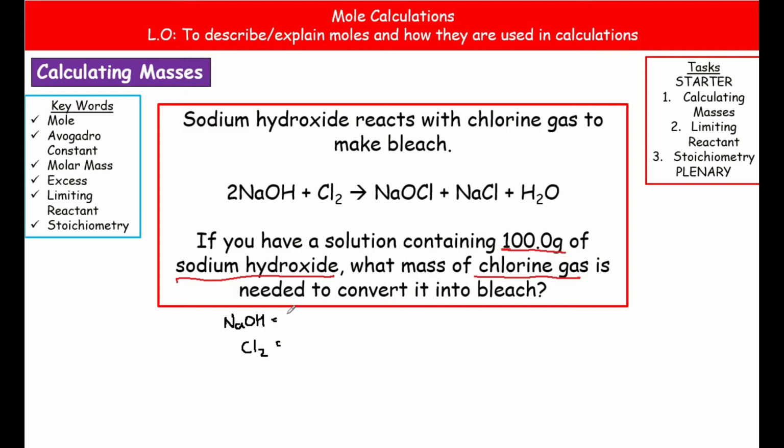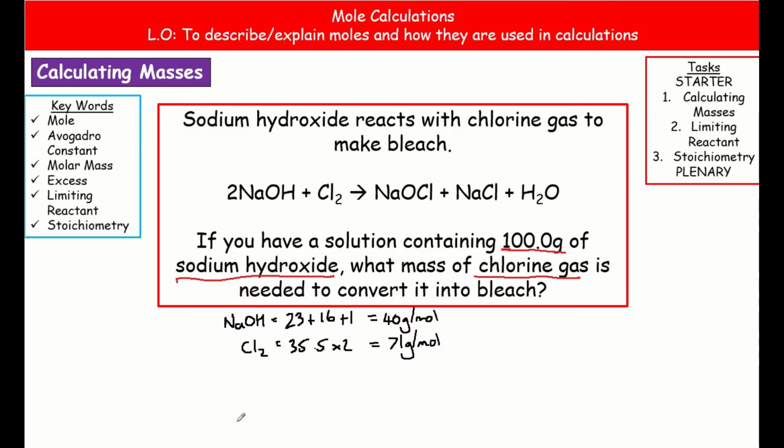So sodium hydroxide, sodium has a relative atomic mass of 23, oxygen is 16, hydrogen is 1. So that gives us 40 grams per mole. And then chlorine is 35.5, and we've got two of them, based on the little two down there. So that's 71 grams per mole. So we've got our molar masses.